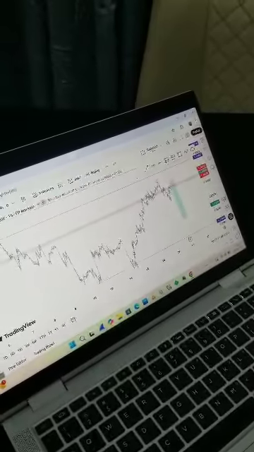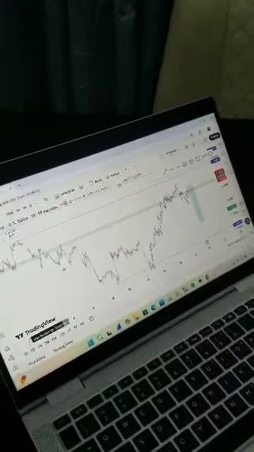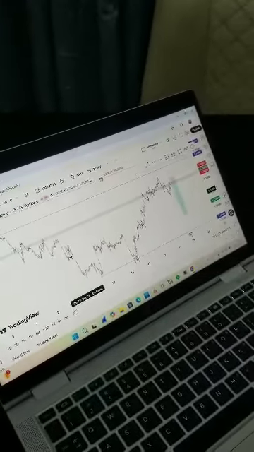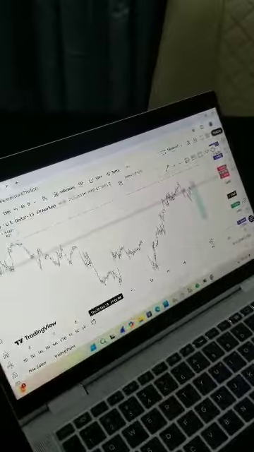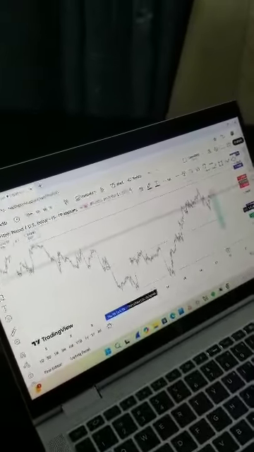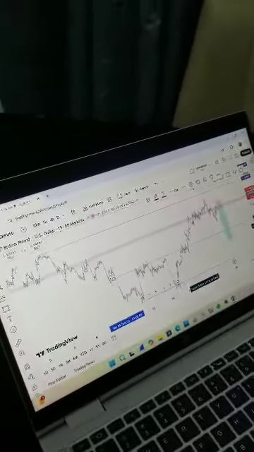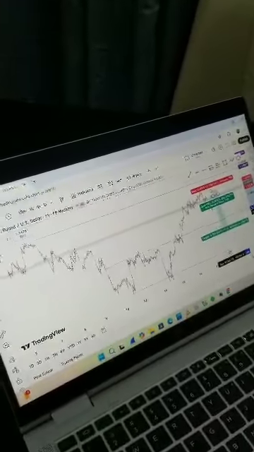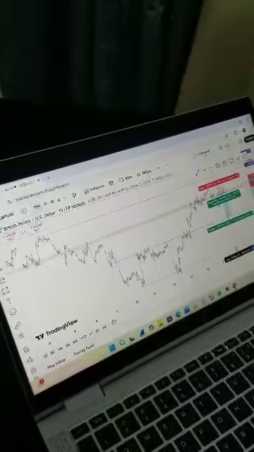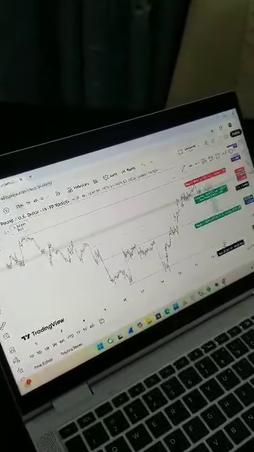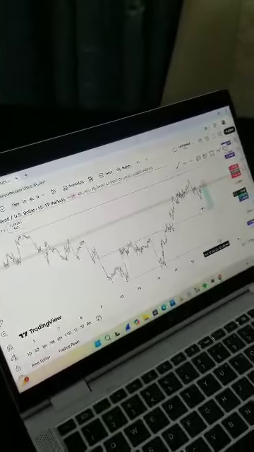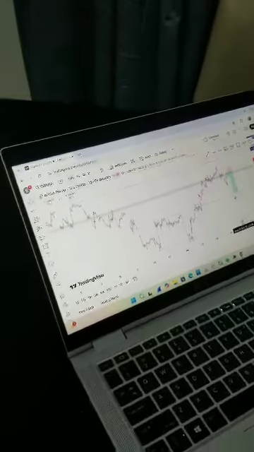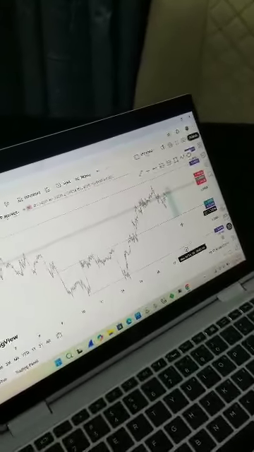So the next level that I will be selling to is this level. Maybe the market might come back to test the neckline of this double bottom or break it. So I'll be selling to this level here. And if it eventually breaks it, then we'll continue selling.